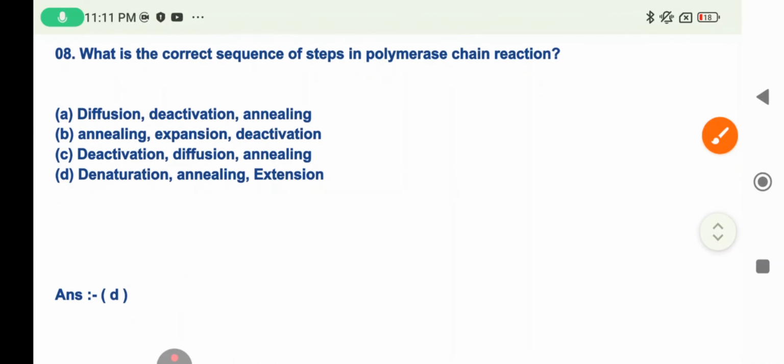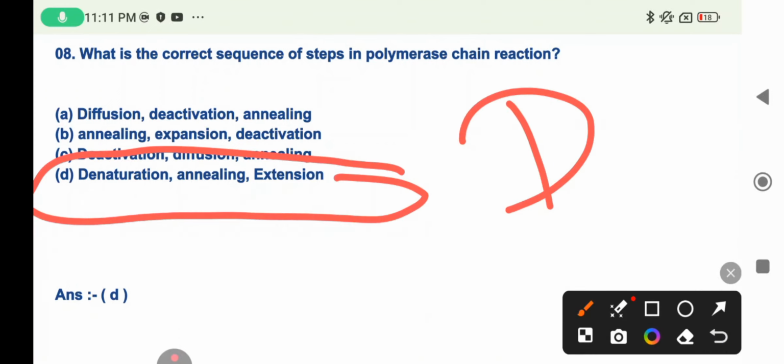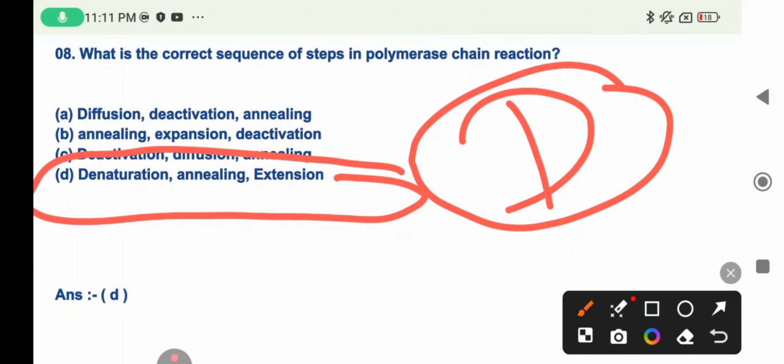Now move on question number 8. What is the correct sequence of steps in polymerase chain reaction? And here the options: option A diffusion, deactivation, annealing, option B annealing, expansion, deactivation, option C deactivation, diffusion, annealing and option D denaturation, annealing and extension. And the correct answer is option D denaturation, annealing and extension.